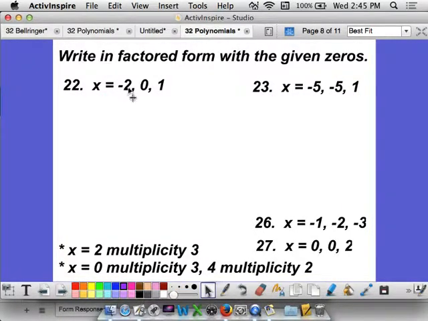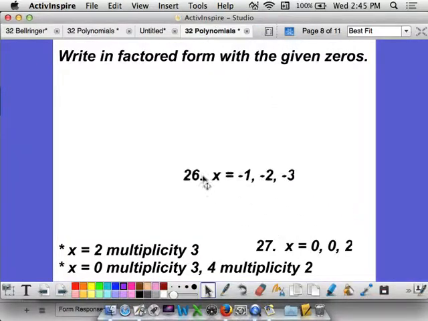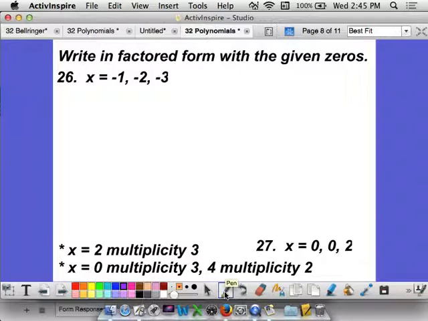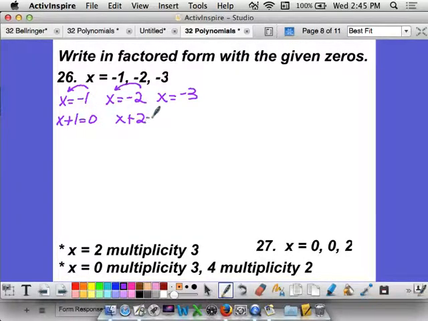I'm going to pull up number 26 and 27. Starting with number 26, we have x equals -1, -2, and -3. So I'm going to set x equal to each one of those. After a few of these, you shouldn't really have to do all the steps. If you do, work every step. The -1 comes over, and I have x plus 1 equals 0. I have x plus 2 is equal to 0. And bring in the -3, x plus 3 is equal to 0. So these are my zeros, x plus 1, x plus 2, and x plus 3.